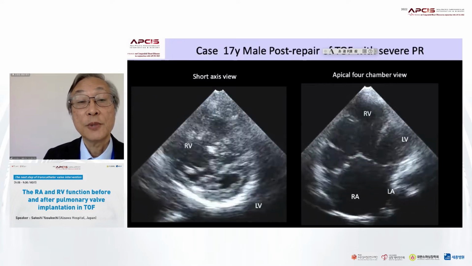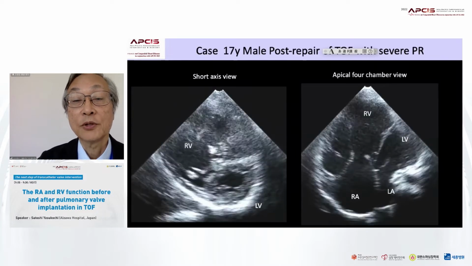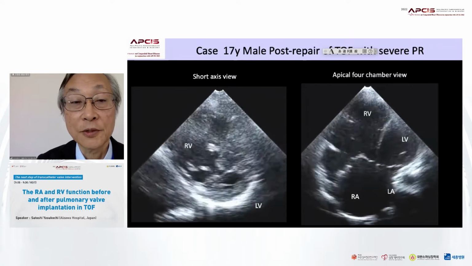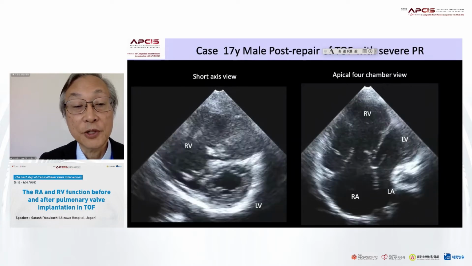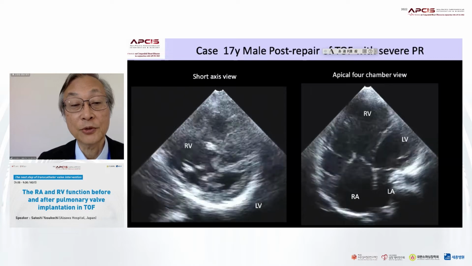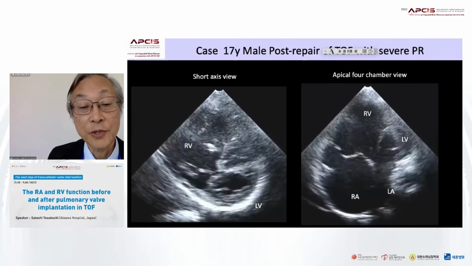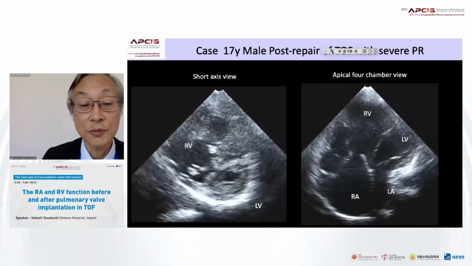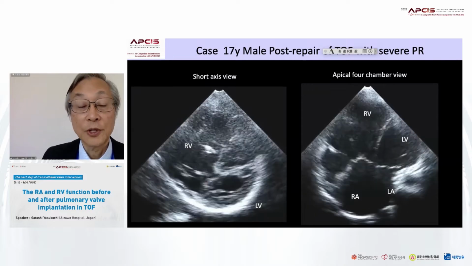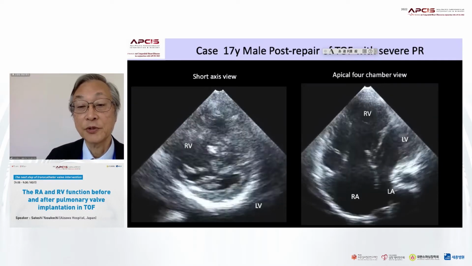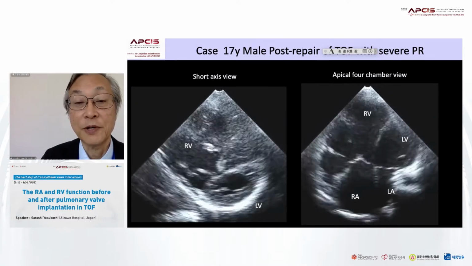RV dysfunction leads to RV dilatation. This is a typical case of post-repair tetralogy of Fallot with severe PR. There is marked RV dilatation and reduction of RV contraction. Also, there is compression of the interventricular septum toward the left ventricle, which reduces the size of the left ventricle and leads to impairment of LV function.